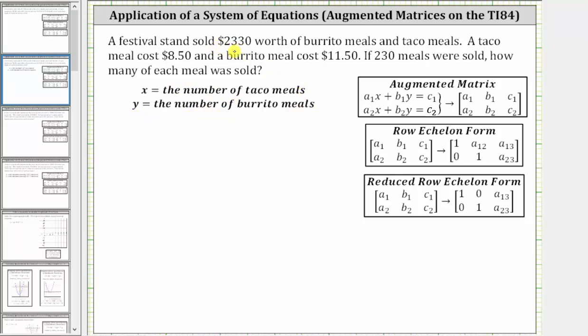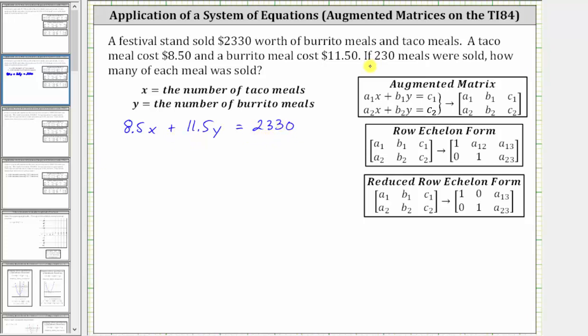Because a total of $2,330 was collected from selling the two types of meals, and each taco meal cost $8.50 and each burrito meal cost $11.50, we can conclude that $8.50 times x, or 8.5 times x, if we assume the units are dollars, plus 11.5y must equal $2,330. Again, 8.5x represents the amount of money collected from selling taco meals, 11.5y represents the amount of money collected from selling burrito meals, and the sum of these totals must equal $2,330.